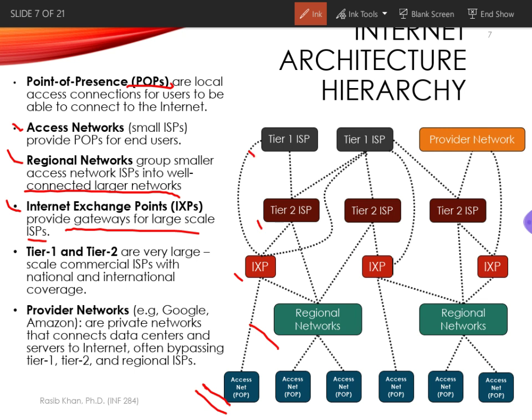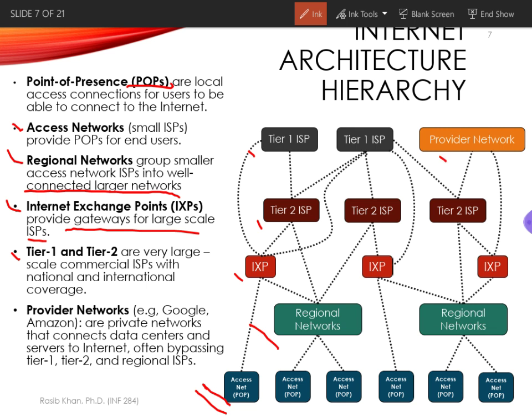And finally, we have what we call the Tier 1 and Tier 2 ISPs, and they are very large-scale commercial ISPs. In most cases, they have national, international, even continental coverage. So they are global scale operators, not too many in today's world, and they are located all over the world to provide these large ISP services for the smaller access nets to connect and form the overall internet architecture.